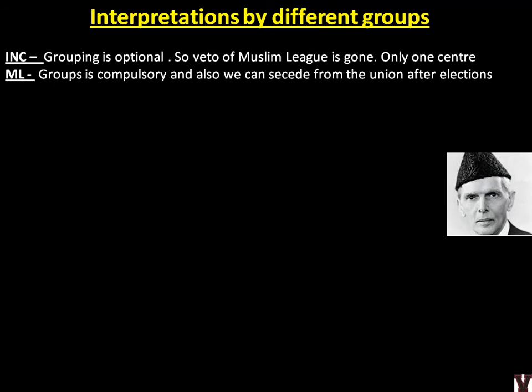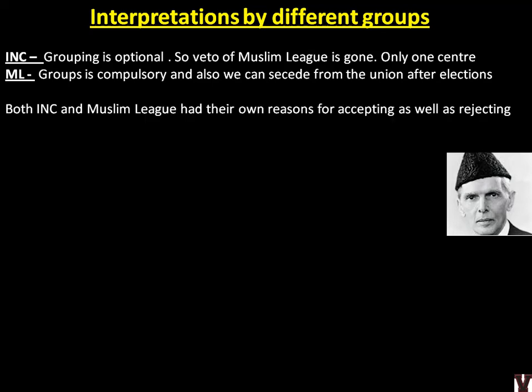They are saying the groups are compulsory. That means the whole of Bengal, the whole of Punjab, everything is going under the Muslim majority area. And we can secede from the union after the elections, or after 10 years they can just move away. So both of them were interpreting in their own way. And it is actually wrong. Both INC and the Muslim League had their own reasons for accepting as well as rejecting it.